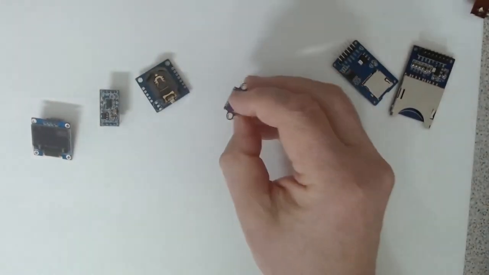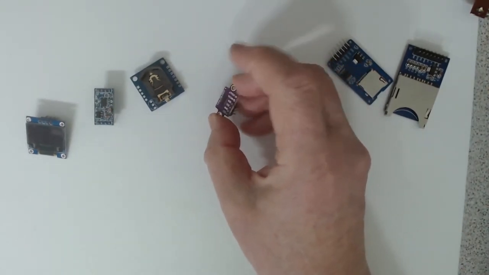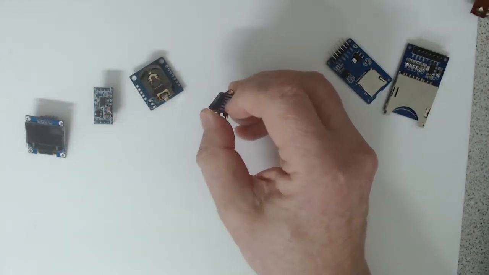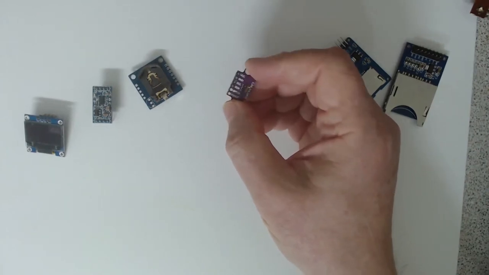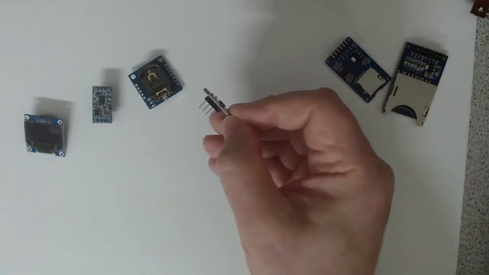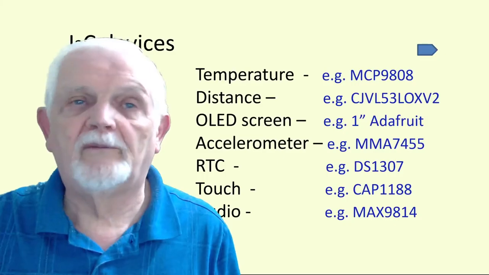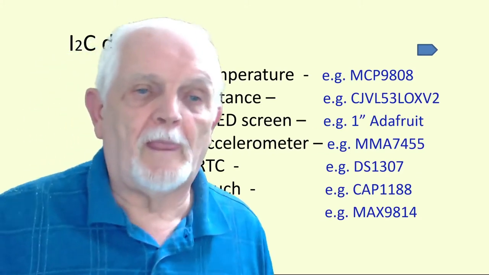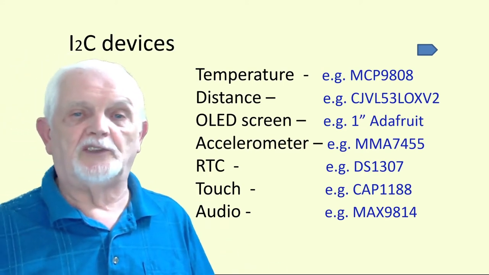This one here is an accelerometer. Does tilt and acceleration. That's what I used to experiment with initially for the automatic coach lighting. So any changes in either tilt or movement, any change of movement would bring on an output from here. Also, there's things like touch screens, there's audio players, and so on.